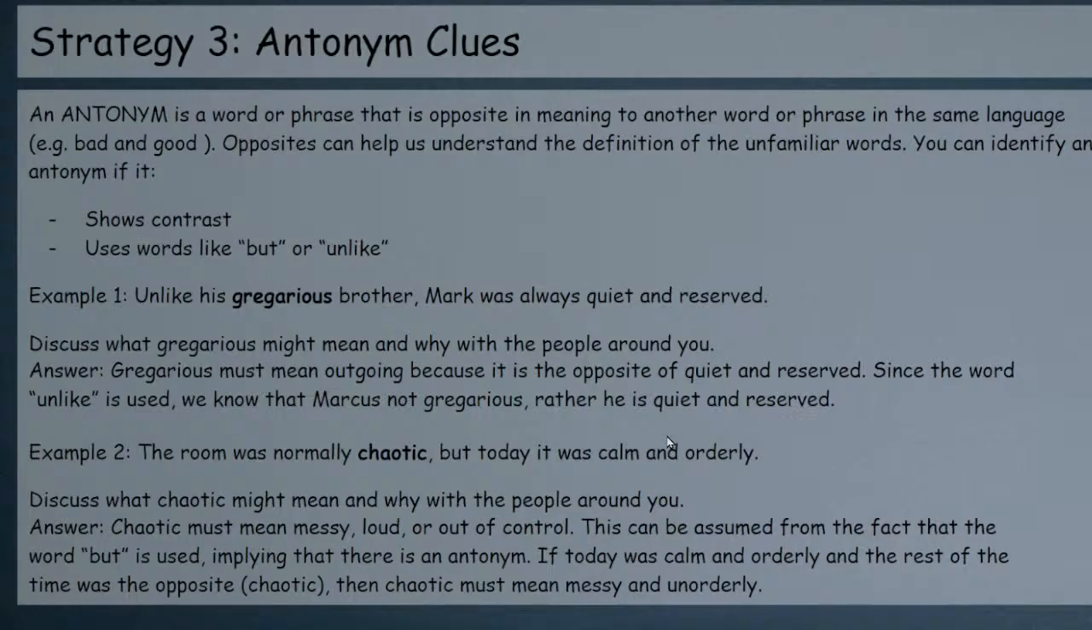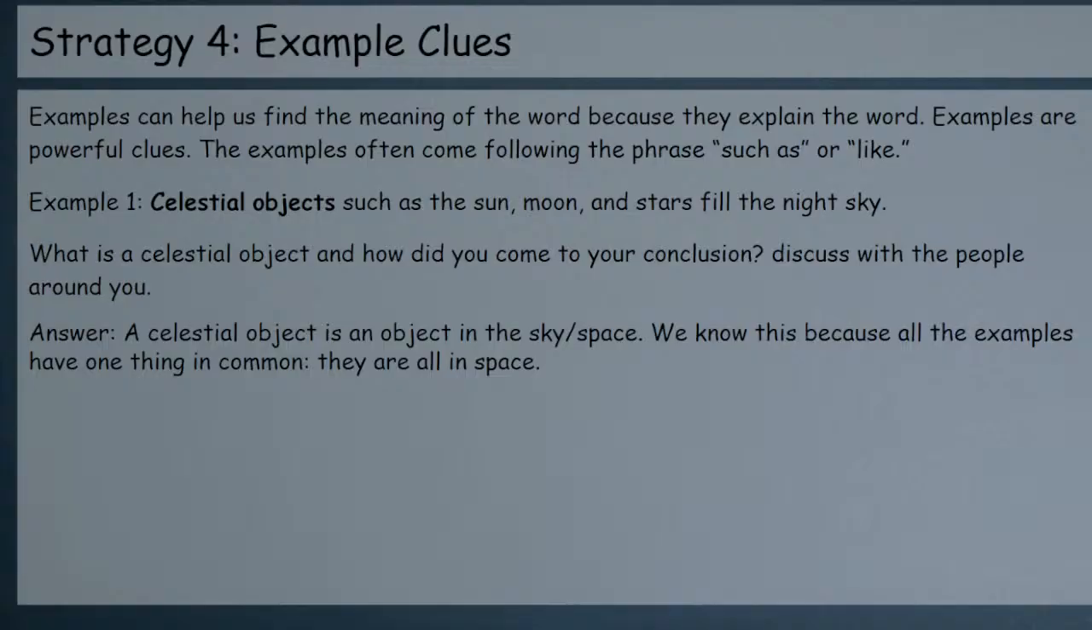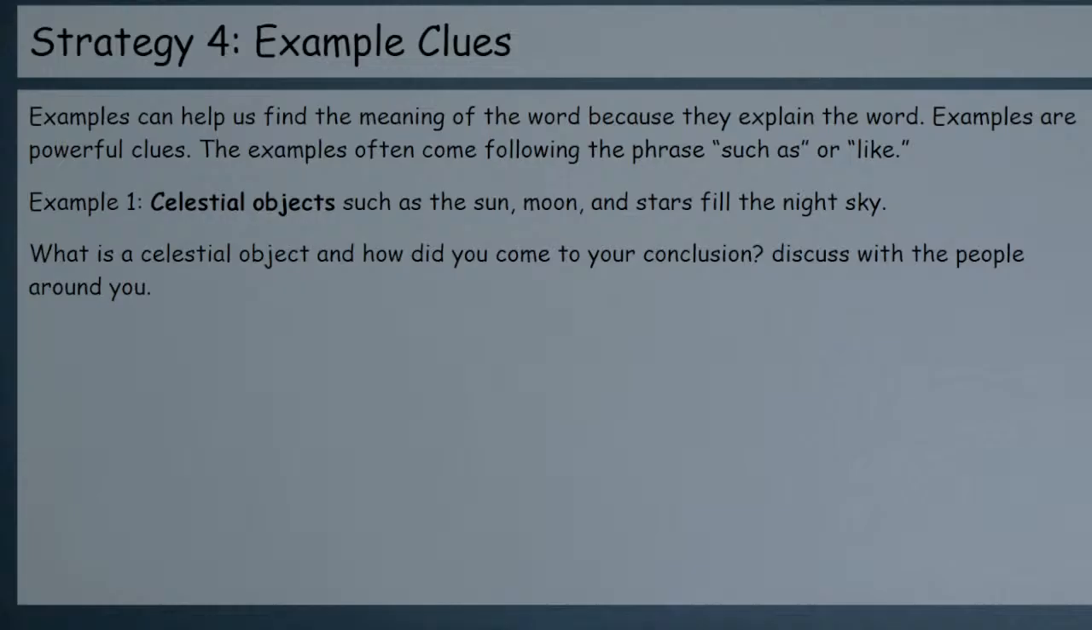Okay, let's go to the fourth strategy. Our fourth strategy is example clues. So far, we have had definition clues, synonym clues, and antonym clues. Now we have example clues. Examples can help us find the meaning of the word because they explain the word. Examples are powerful clues. The examples often come following the phrase such as or like.